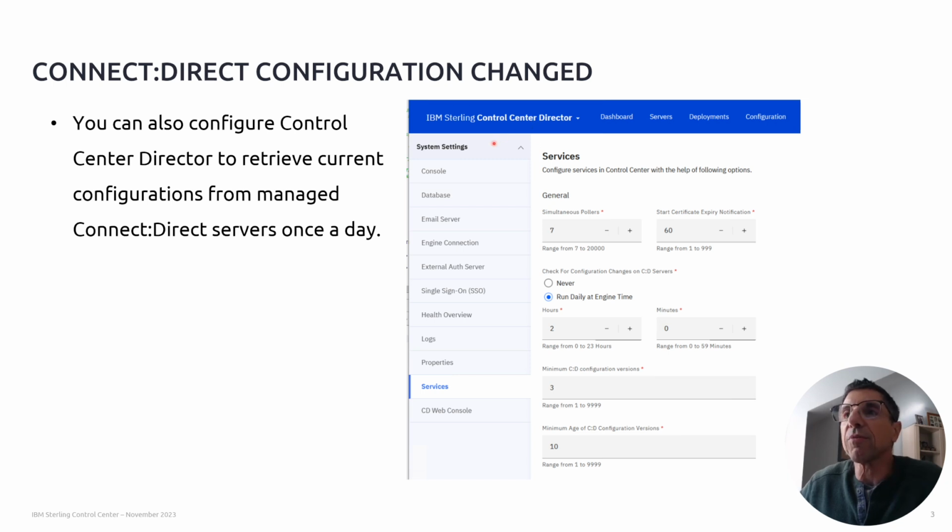You go to System Settings, go to Services over in the left navigation pane, and right here, this check for configuration changes on CD servers. By default, it'll be set to never. You should change it to run daily. And here's where you specify the hour and minute of the day for Control Center to go out and do that. And it'll check all your Connect servers and retrieve the current configuration settings.